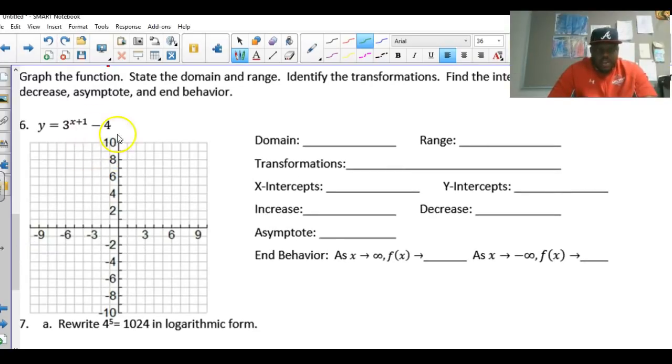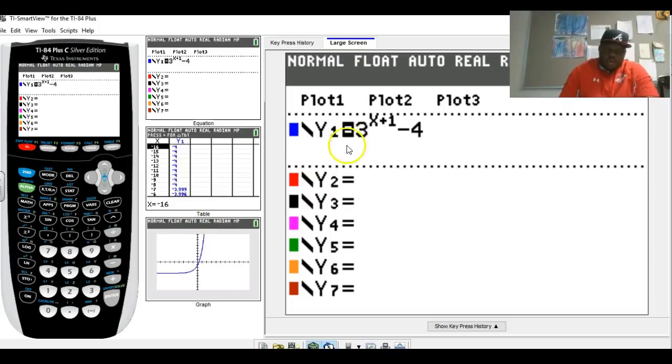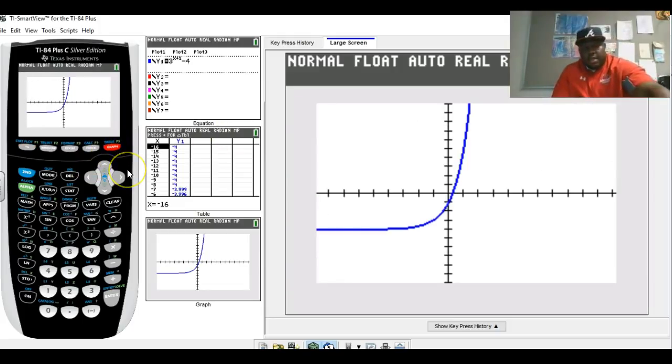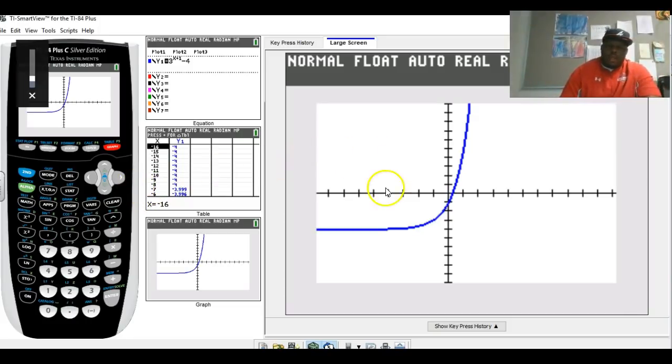Now for 6, we have an exponential function. The first thing we need to do here is graph it. We're going to actually graph this one. So you're going to put it in your calculator like so, and then, of course, hit graph. And here's your graph.